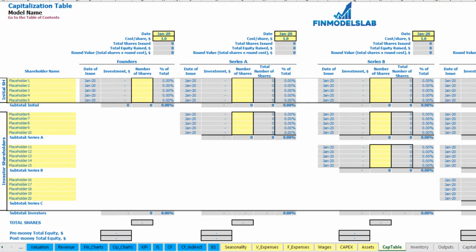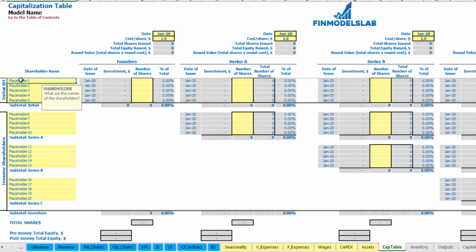On the capitalization table, you can input different founders and investors' contributions, broken down by different dates of funding, with different cost of share for each series, and you can see the dilution of shares after each round, and pre-money total equity and post-money total equity.